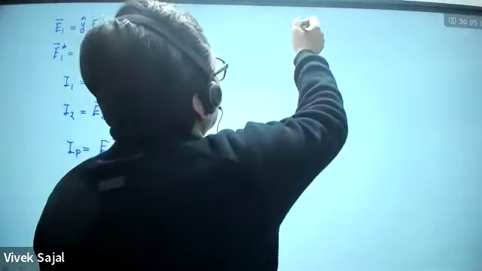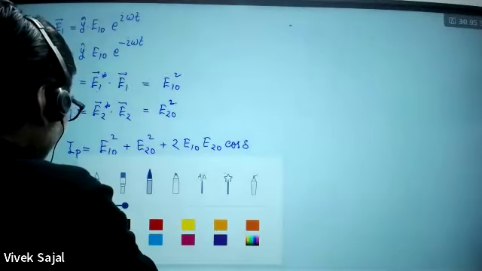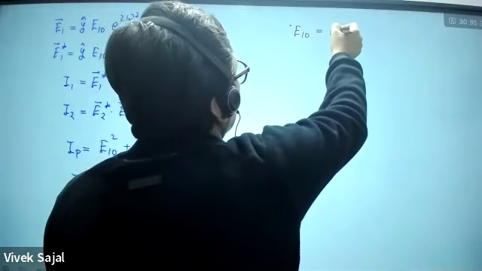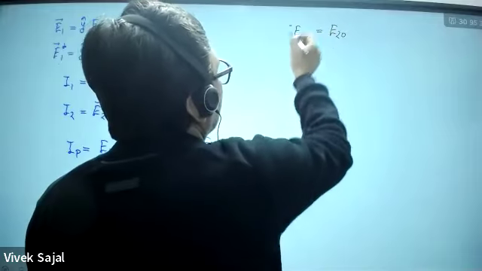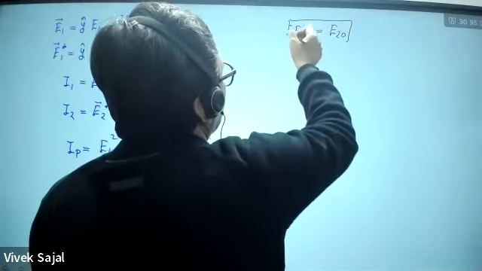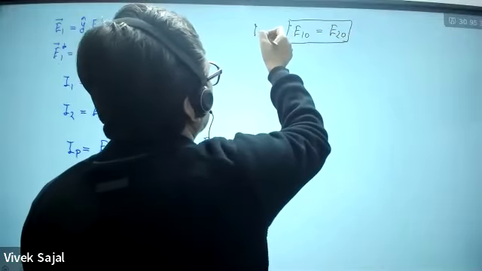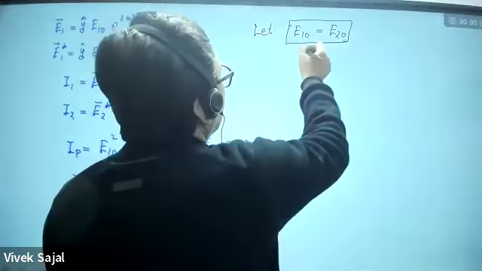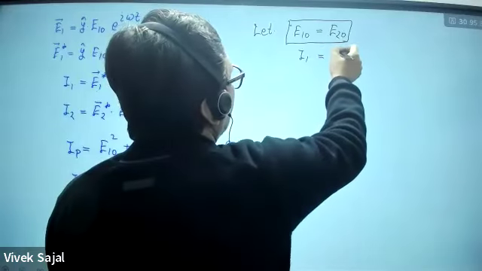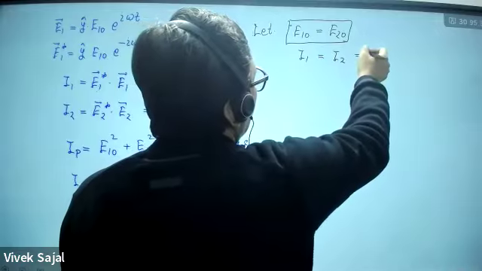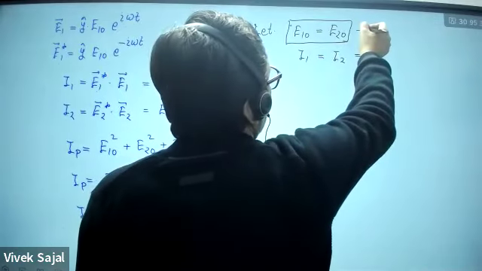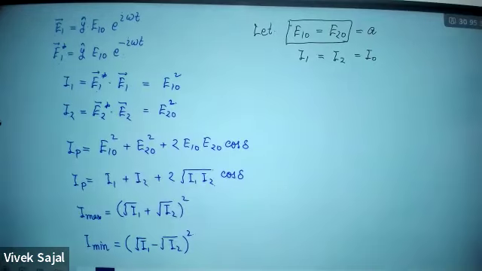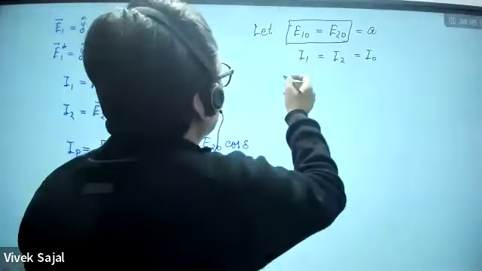Next question is, if E1 naught is equal to E2 naught, because they are placed symmetrically. Okay? If this condition is there, let us consider this case when they are equal. They are equal. It means you are saying I1 is equal to I2, and I am calling it I naught. And here I am saying these amplitudes are A. So what are you going to get?